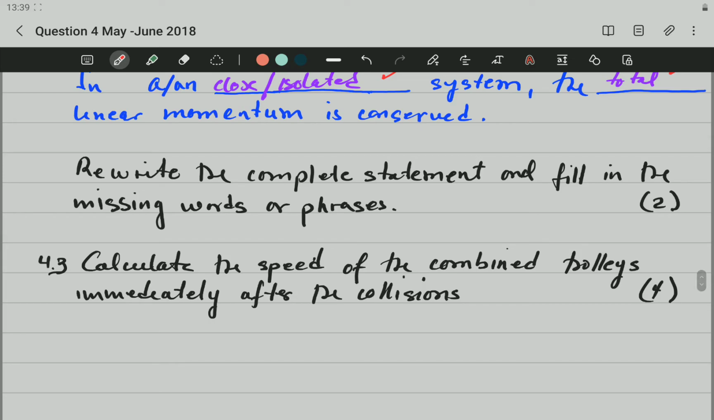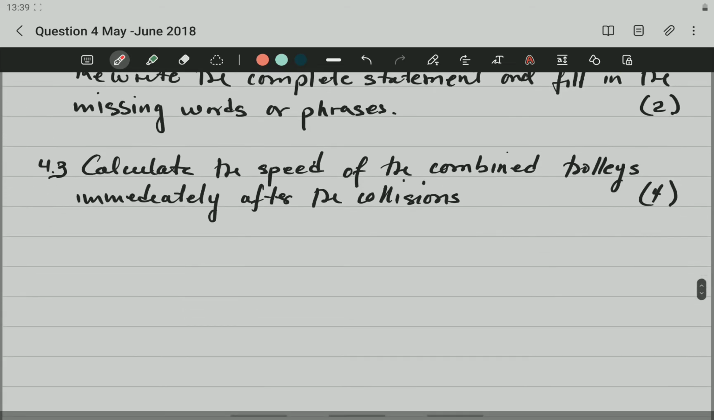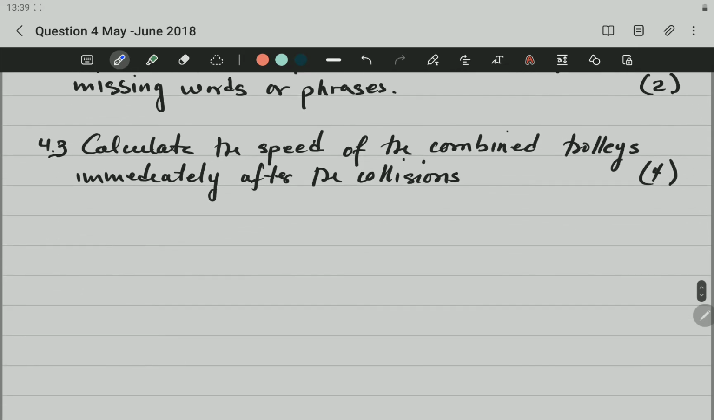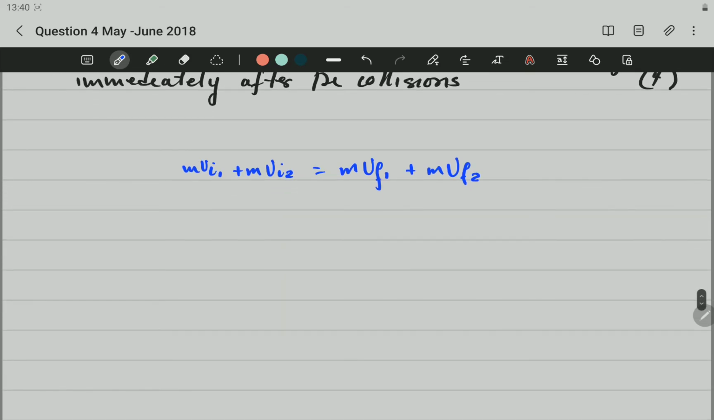The next question says calculate the speed of the combined trolley immediately after the collision. So we have to use the law of conservation of linear momentum. What that law states is in the previous question. Now we can say that the product of the mass and the initial velocity of trolley 1 plus the mass and the initial velocity of trolley 2 is equal to the mass times the final velocity of trolley 1 plus the mass times the final velocity of trolley 2.